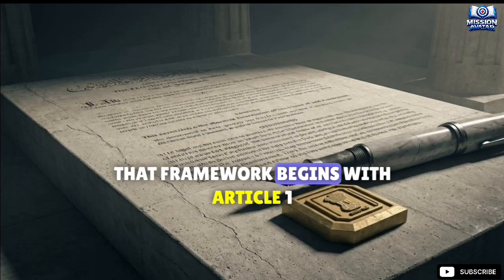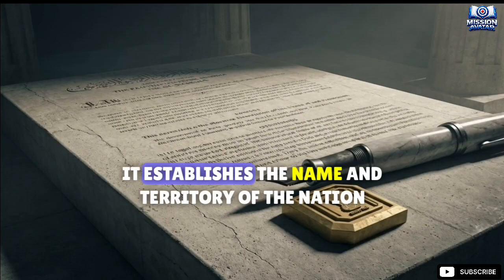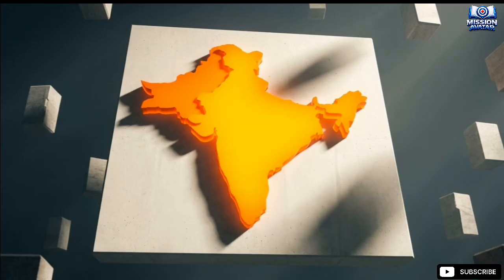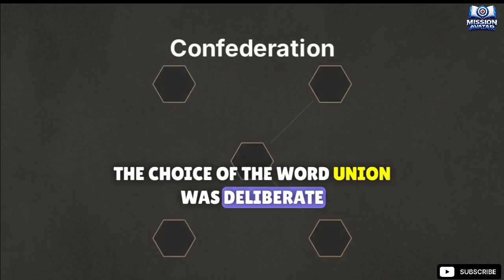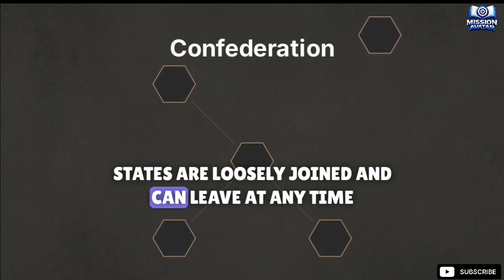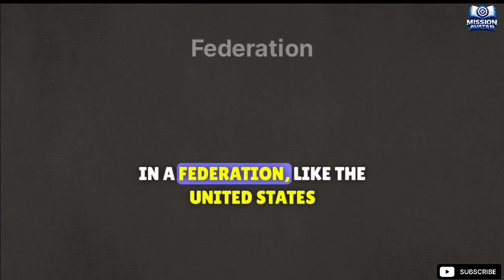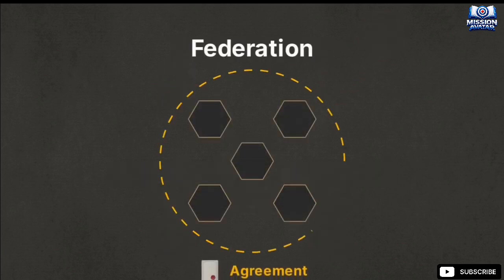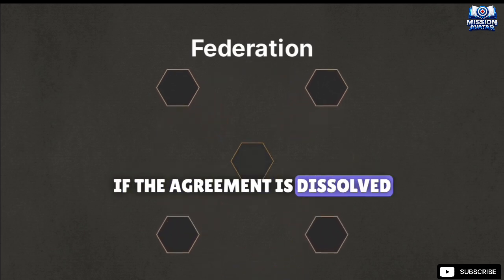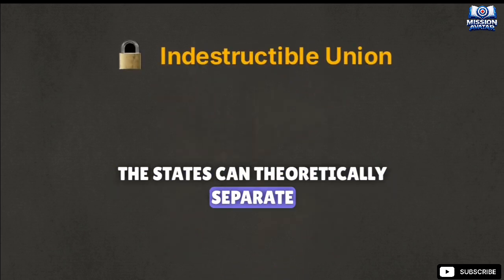That framework begins with Article 1. It establishes the name and territory of the nation. India, that is Bharat, shall be a union of states. The choice of the word union was deliberate. In a confederation, states are loosely joined and can leave at any time. In a federation, like the United States, the country is an agreement between states. If the agreement is dissolved, the states can theoretically separate.